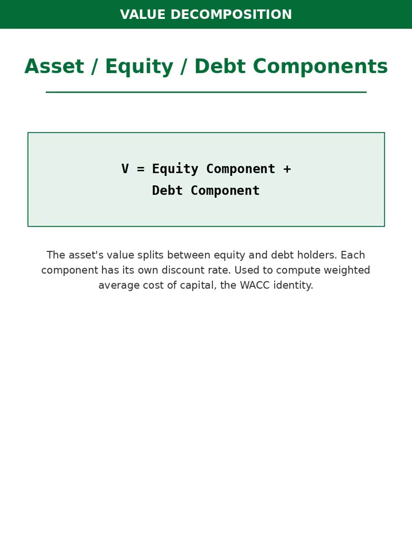Asset, equity, and debt components. The asset value splits between the equity component and the debt component. The total value equals equity component plus debt component. Each component has its own discount rate. Putting these together is exactly how the weighted average cost of capital, or WACC, is derived.